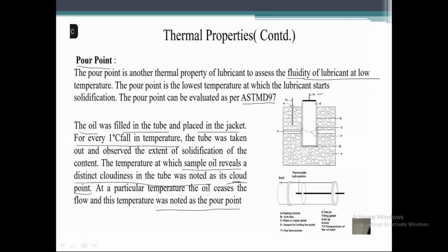So you can see here, suppose you took this tube and placed it here. Now this became solid. It has been solid, and you can see your thermometer bulb is also in position. Now this fluid can't pass through this tube. That means we have found the pour point value for this lubricant.